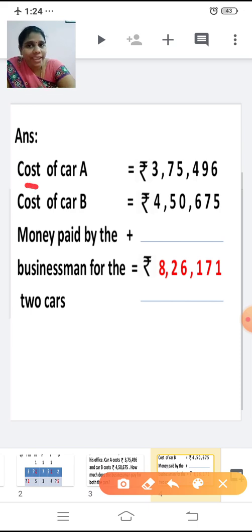Cost of car A. What is the cost of car A? Write it down. 3,75,496. Next, cost of car B. 4,50,675. Therefore, what do we have to find out now? Money paid by the businessman for the 2 cars. How much money has he paid for the 2 cars? That we'll find out now. So we have to add it, right? Shall we add this now?